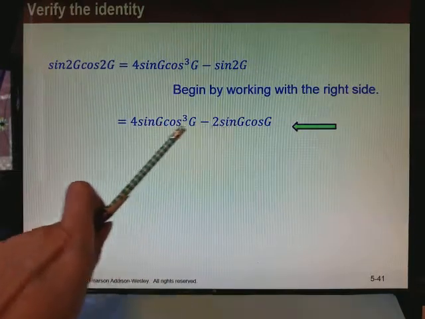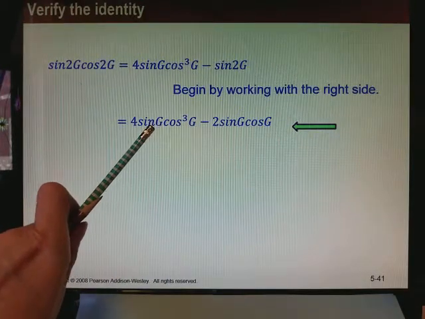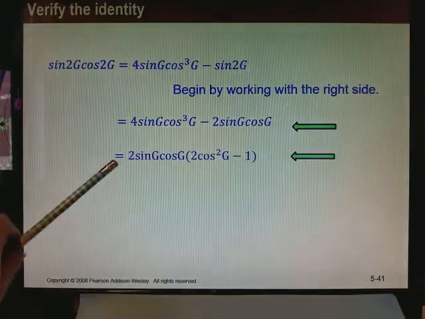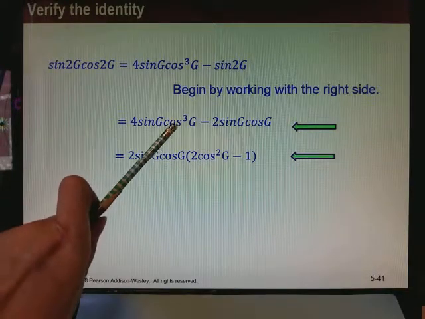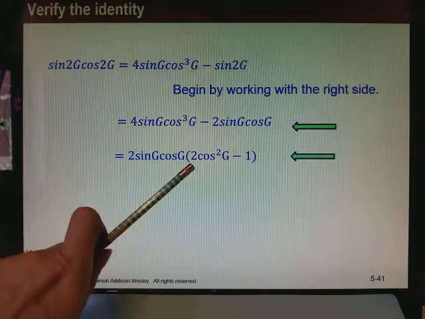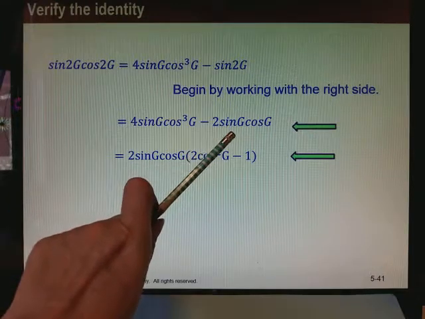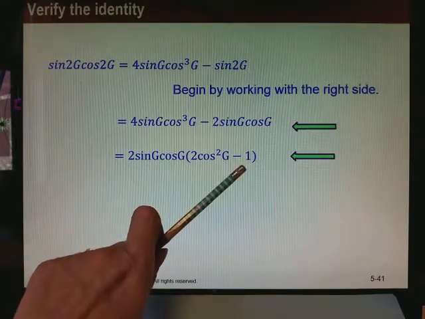Now, out of both of these, I can factor out a 2, and I can factor out the sine of g. So I factored out 2, sine g, cosine g. Left with a cosine squared, also a 2 out of that. Took out the 2, took out the sine, took out the cosine, so I was left with a 1.